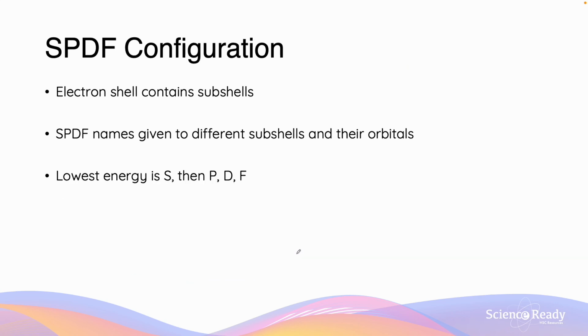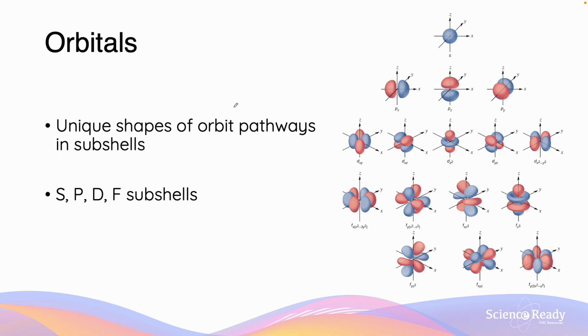Now, according to the Schrödinger model, electron shells contain subshells within them, and we give them these names: S, P, D, and F. The lowest energy subshell within the electron shell is the S subshell, then the P subshell, the D subshell, and finally the highest energy is the F subshell. Within these subshells are unique shapes or unique orbit pathways which we call orbitals.